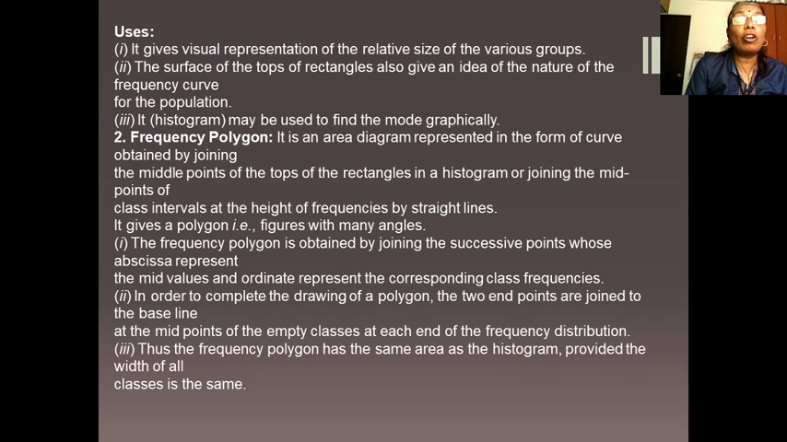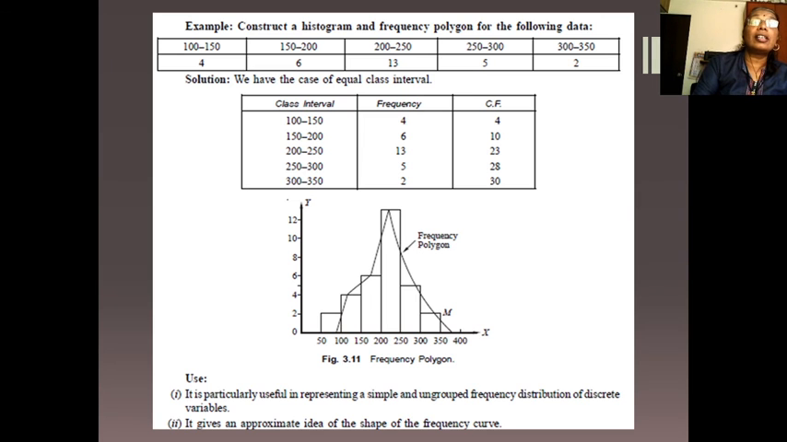The frequency polygon is obtained by joining successive points whose abscissas represent the mid values and whose ordinates represent the corresponding class frequencies. In order to complete the drawing of a polygon, the two endpoints are joined to the baseline at the midpoints of the empty classes at each end of the frequency distribution. Thus, the frequency polygon has the same area as the histogram, provided the width of all classes is the same.